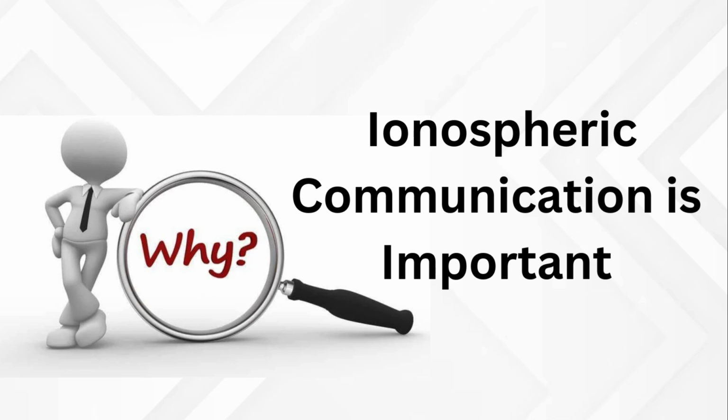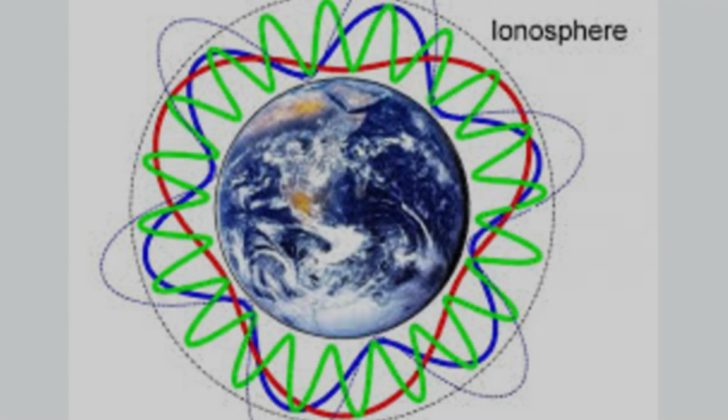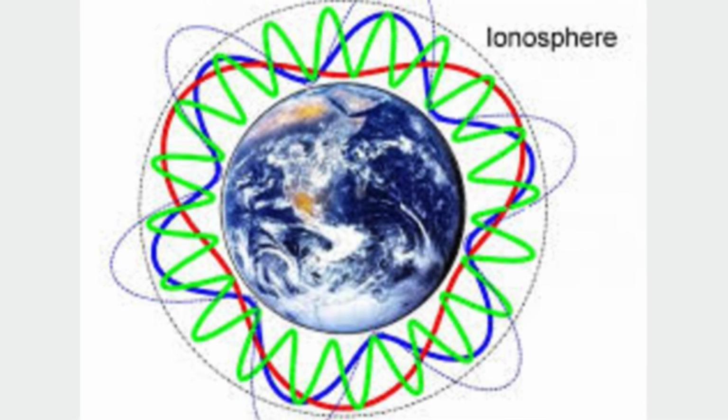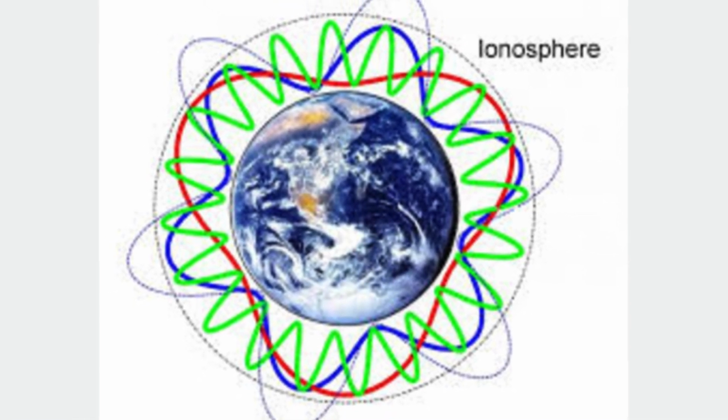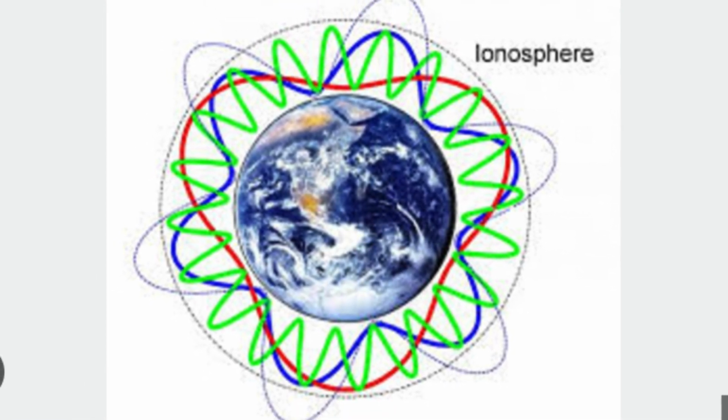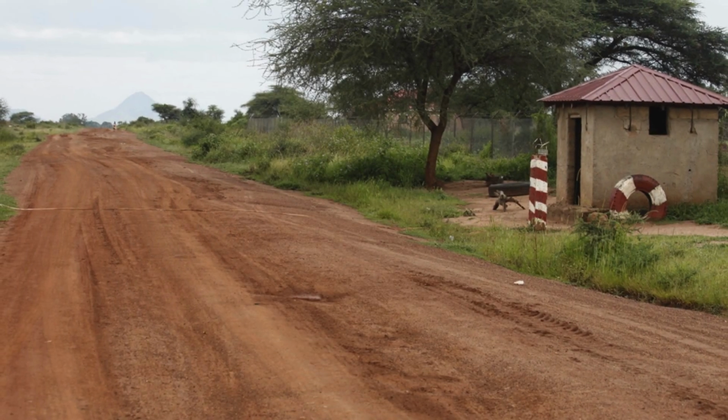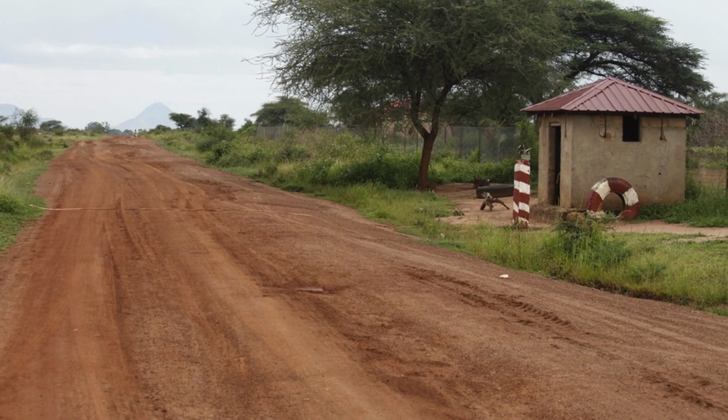Why is the ionosphere special? Because the ionosphere acts as a natural reflector, enabling communication without satellites, a cost-effective and sustainable solution. Its ability to adapt to varying conditions makes it crucial for global connectivity, especially in remote or inaccessible areas.